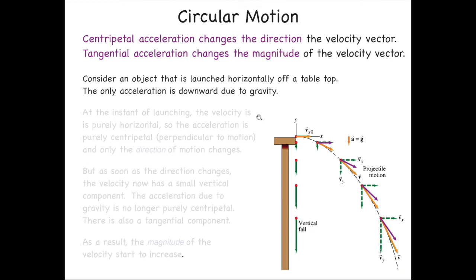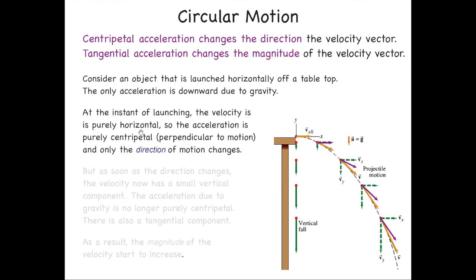All right, so now let's look at some consequences of this idea of centripetal acceleration changing direction, but tangential acceleration changing the magnitude of the velocity vector. So consider an object that's launched off a table, say, but purely horizontally. So initially, the only velocity it has is in the horizontal direction. The only acceleration that it experiences is due to gravity, and that's always in the vertical direction. So at the instant that the thing is launched, the velocity is purely horizontal, the acceleration is purely vertical, and therefore perpendicular to the motion, and therefore only changes the direction of the motion.